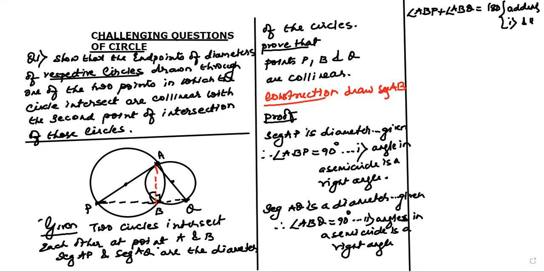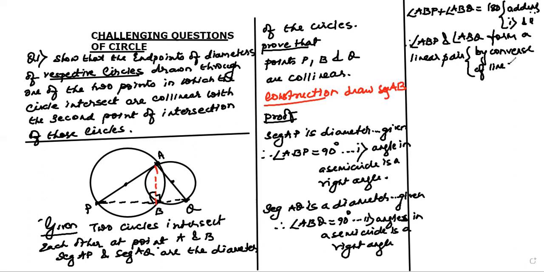Now listen here, children. Look at these angles carefully. Don't you agree? Both were adjacent angles, and when I add these adjacent angles, I get 180. So the adjacent angles are supplementary. I told you just now, if adjacent angles are supplementary, then they form a linear pair. Therefore, angle ABP and angle ABQ form a linear pair by converse of linear pair axiom.